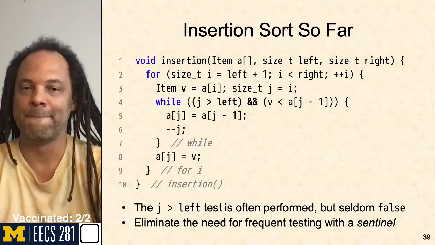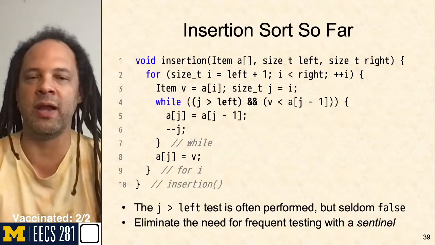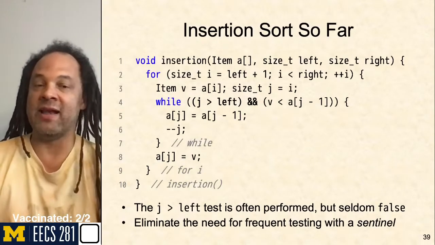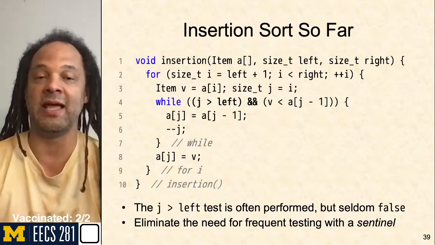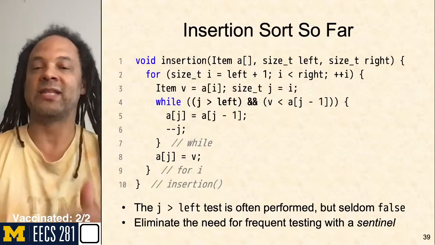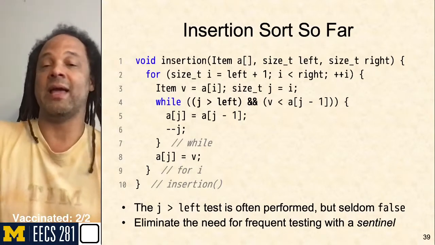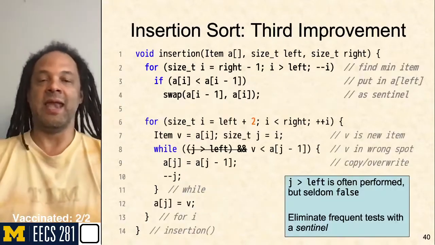Does that make sense? If v is less than a at j minus 1, then stop. Well, if I know that the smallest item is at j minus 1, if I know that the smallest item is at the beginning, v, whatever I'm trying to insert, will never be smaller than that. And so I'll never try to check anything before the first item. So that's what happens in this next version.